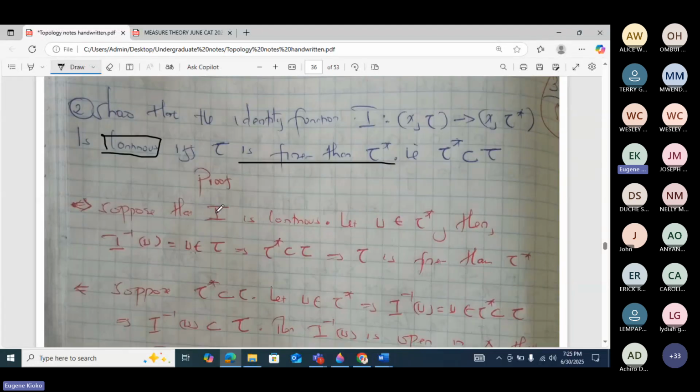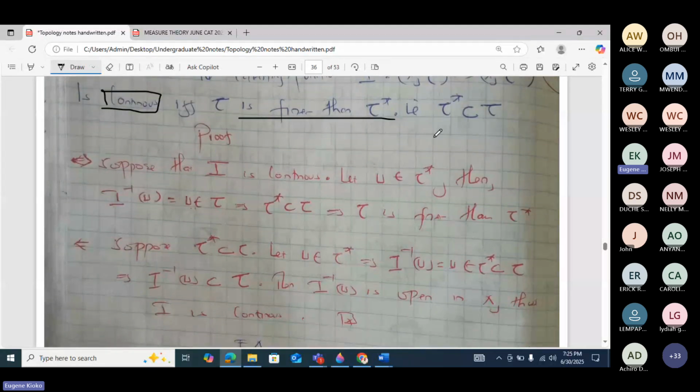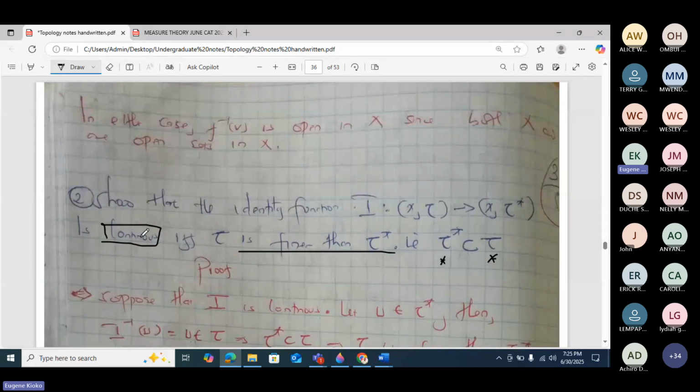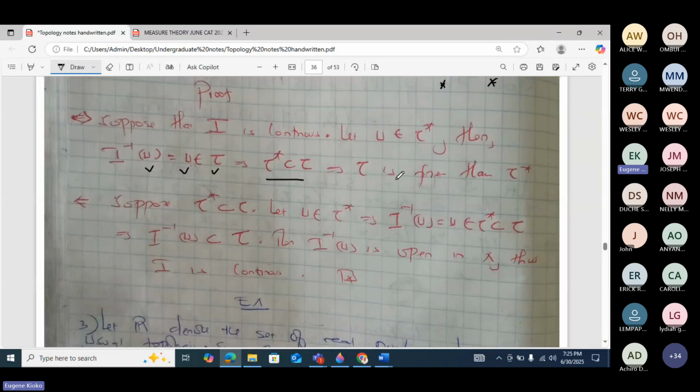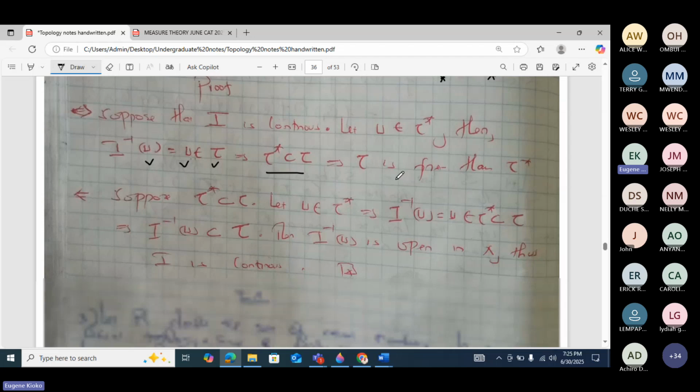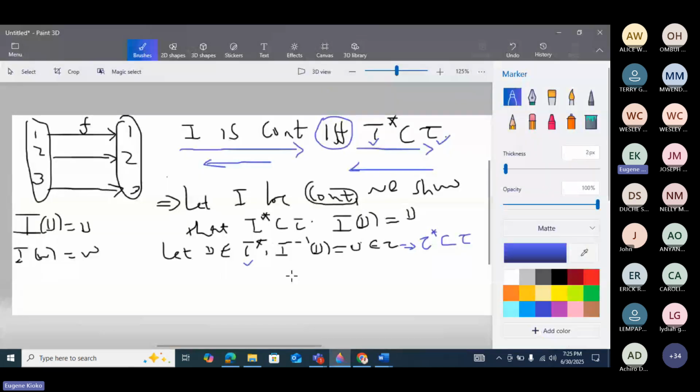That is what is being done here. Suppose I is continuous, then let U be in this. So you must find a way of showing the same U is in here. And that one will be used, or we shall use the concept of continuity. And therefore we shall say the inverse of U will be U, and the U is in tau. And therefore that means this one, which is what is required. From there, you do backward. Backward means you assume the second statement.